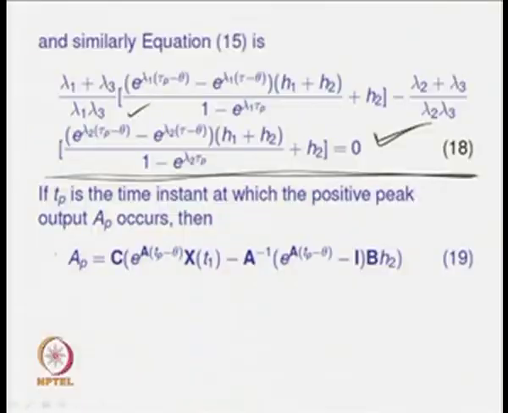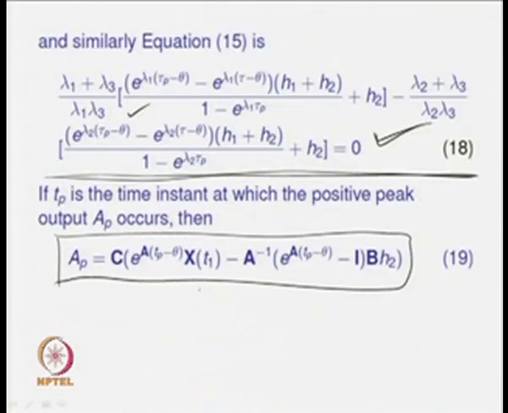How can we develop those expressions? We know that the first order differentiation at any peak will result in 0. If this is the maximum value, A p is the peak value, so the first order differentiation will give us 0. What is A p? A p is nothing but C x(T p), at time T p.